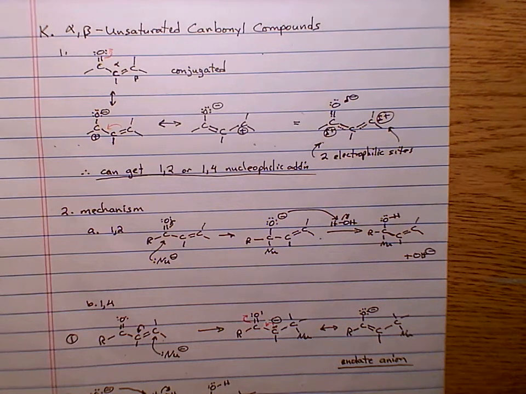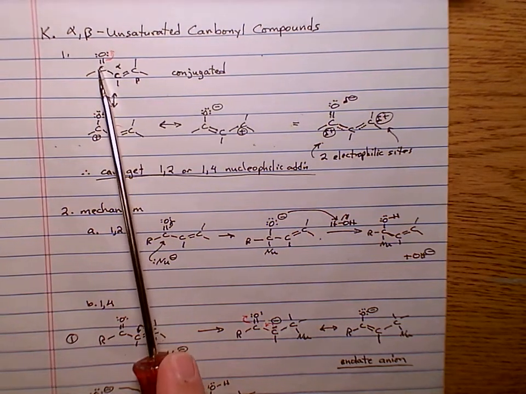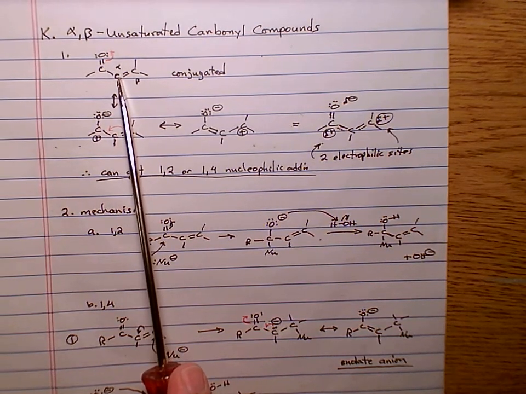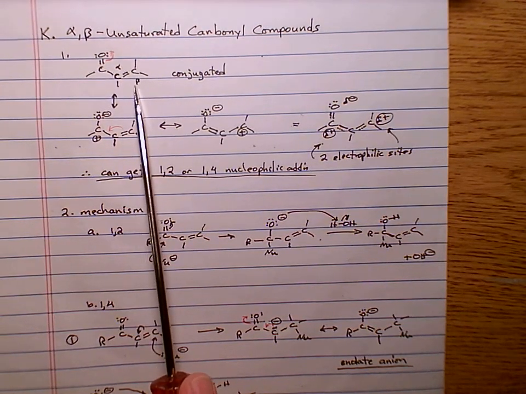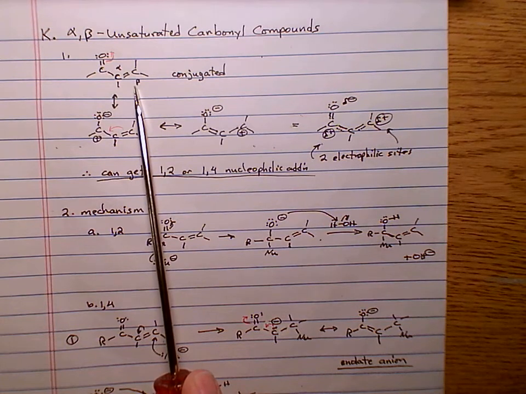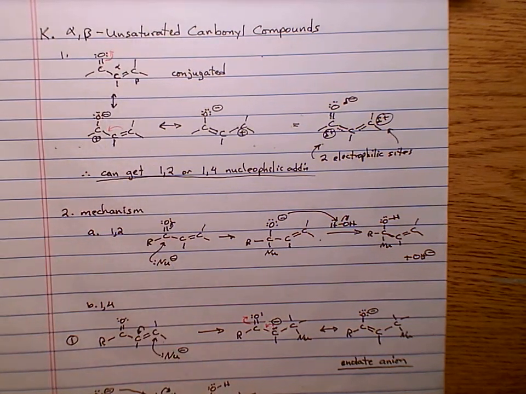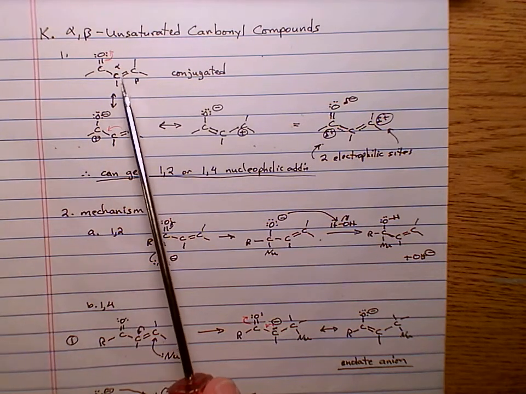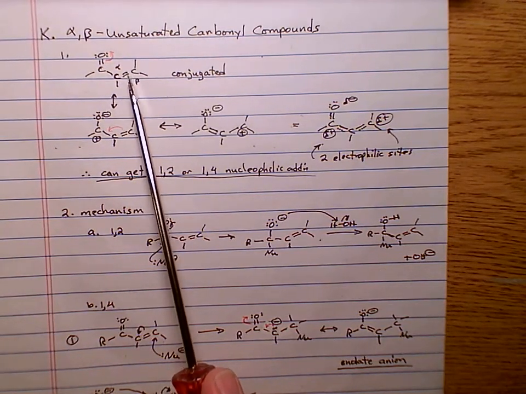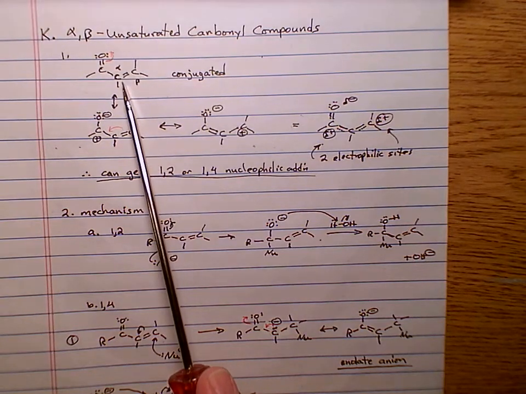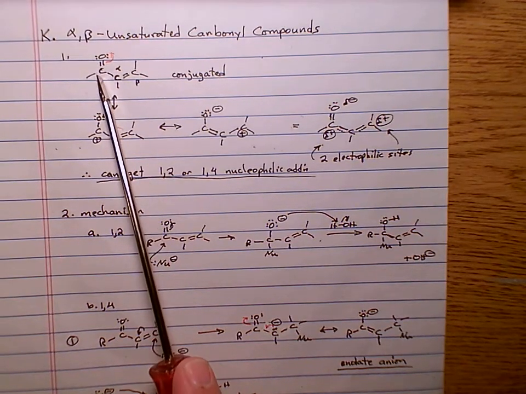All right, alpha beta unsaturated carbonyl compounds. Recall using the common naming system, if you have a carbonyl carbon, the carbon next to it is the alpha carbon, and the carbon next to that would be the beta carbon. And so we call these alpha beta unsaturated carbonyl compounds because it's just so obvious. There's a double bond, which means unsaturation, between the alpha and the beta carbon, and it's a carbonyl. Alpha beta unsaturated carbonyl compound.